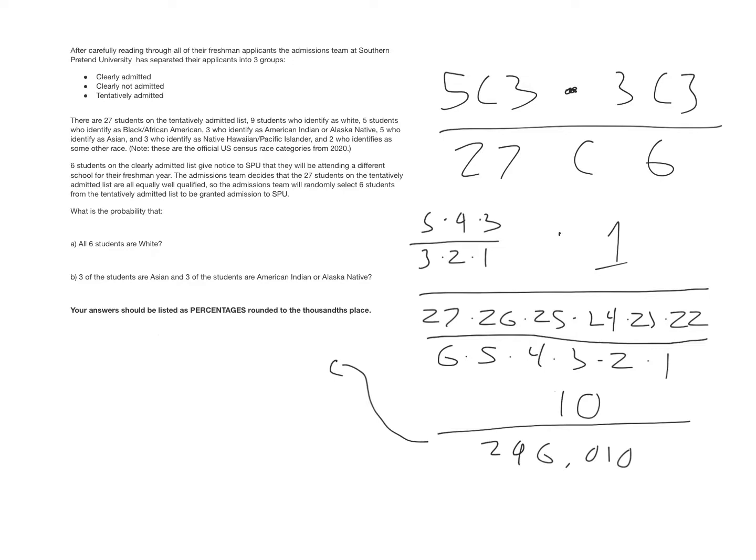So I have 10 over 296,010. There are 296,010 total ways I could choose 6 out of my 27 students, but only 10 ways that I could get 3 Asian and 3 American Indian or Alaska Native. So if I do that, I'm going to get a very small decimal, 0.0000338 approximately. Now I'm going to turn that into a percentage, 0.003%. All right, that is number 3.